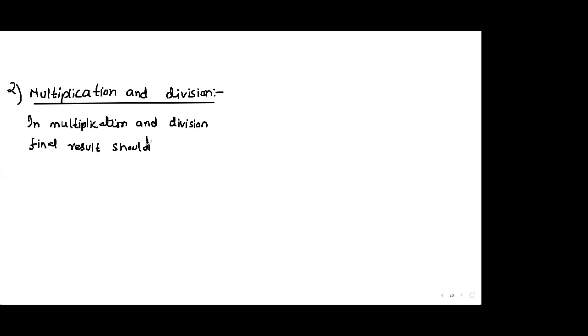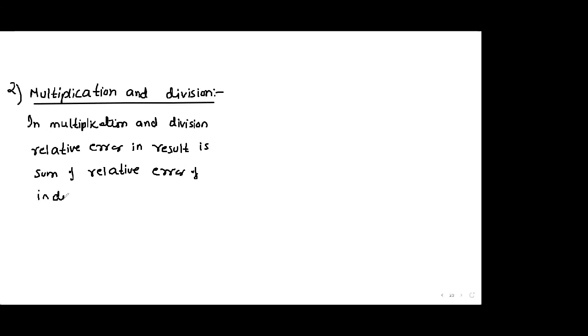The second rule is for multiplication and division. The last rule is the rule of multiplication and division. So in multiplication and division, the final result should have a relative error in the result that is the sum of the relative errors of the individual quantities.